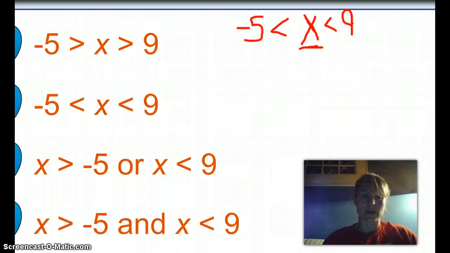This is the way that we do that. We put them together. We compact them into one. So I used this right here. And then I took this 5 and moved it onto the other side of the x over here. And when you move it to the other side, it flips this sign around. And again, we read this as x is less than 9. X is greater than -5.